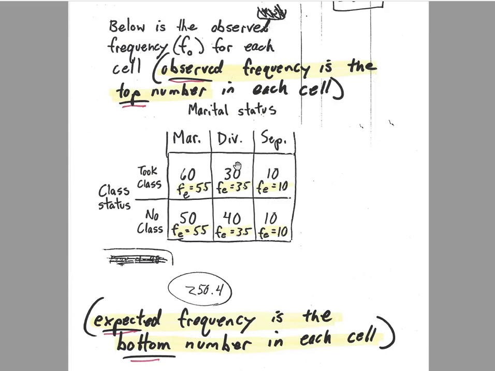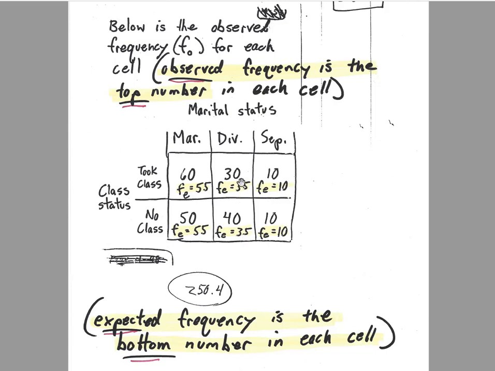When we look at divorced people, earlier we said observed frequencies for divorce. When we look at the people that are divorced today, 30 of them had taken the class 10 years ago, 40 of them had not taken the class 10 years ago. Those are observed frequencies, which I've been talking about almost from the beginning of the lecture. What about these numbers? Expected frequency 35, expected frequency 35. Where does that come from?